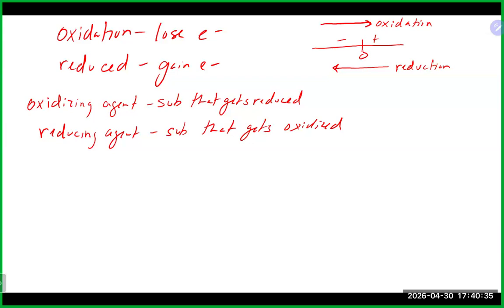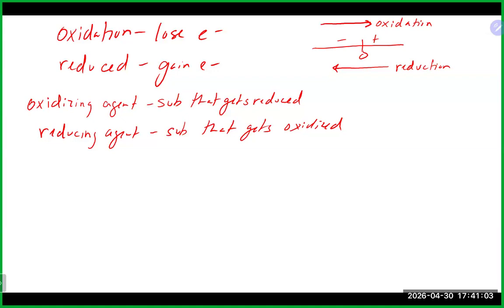So if somebody gets reduced, it has to gain electrons. In order for it to gain electrons, somebody has to lose electrons. So it is causing the oxidation of something else, and vice versa. If somebody gets oxidized, it will lose electrons. By that process, somebody will have to gain those electrons and get reduced. So the agents, again, is a different question than what is being oxidized and what is being reduced versus the oxidizing agent and the reducing agent.